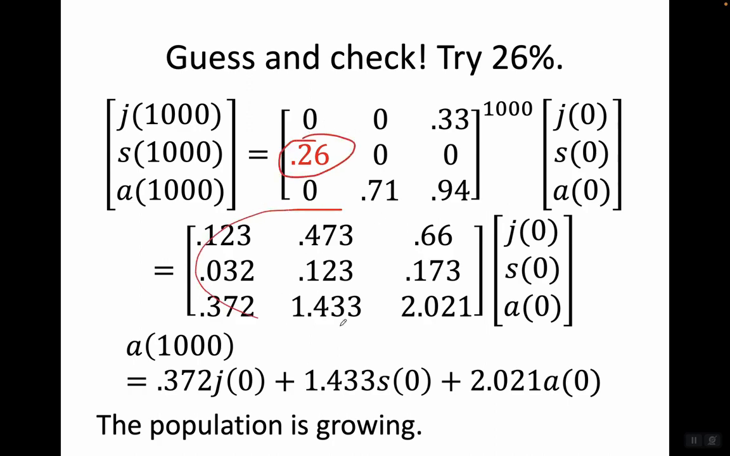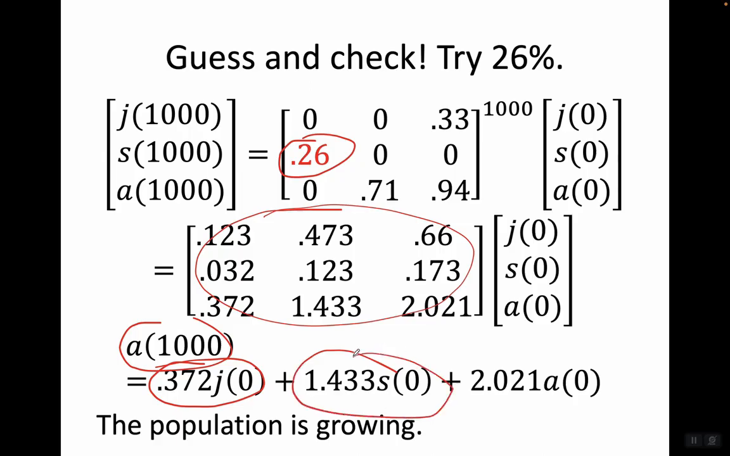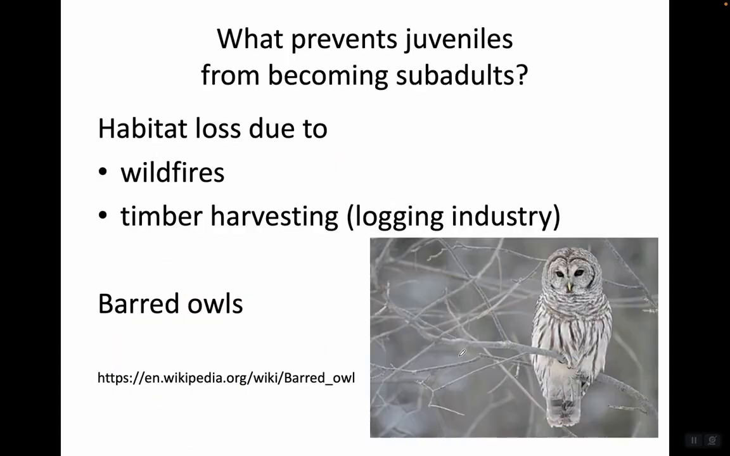Actually, this works out pretty well. So raise that matrix to 1,000. This is what we end up with. In other words, the number of adults you have in year 1,000 is 0.372 times the number of juveniles in year 0, plus 1.433 times the number of subadults in year 0, plus roughly twice the number of adults you had in year 0. So the population is growing. So it looks like 26% is what you need.